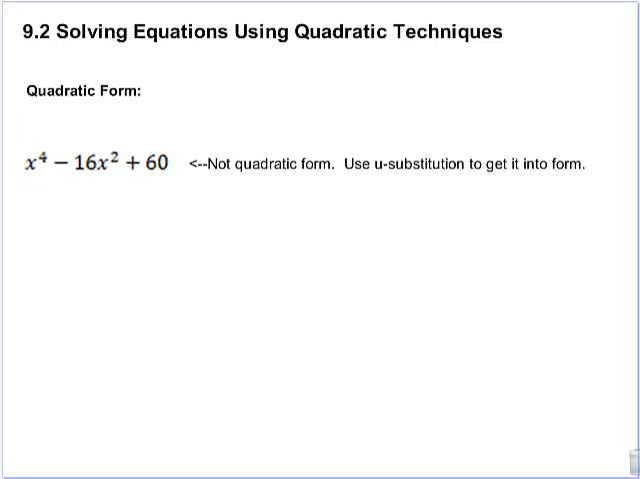So, solving quadratics using quadratic techniques. Quadratics means our highest exponent is a square. Quadratic form we usually say is ax squared plus bx plus c. Instead of using x's here, we're just going to use u's. So au squared plus bu plus c.